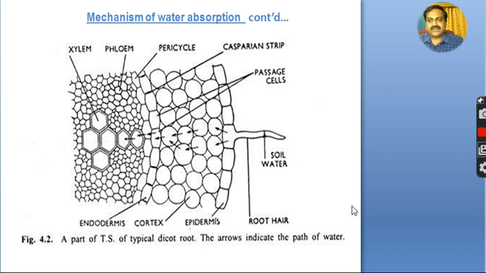where the stele contains xylem, phloem, and pith. This being the case, the root hair absorbs water, and the water absorbed by the root hair will travel through the cortical cells, by cell to cell transfer.